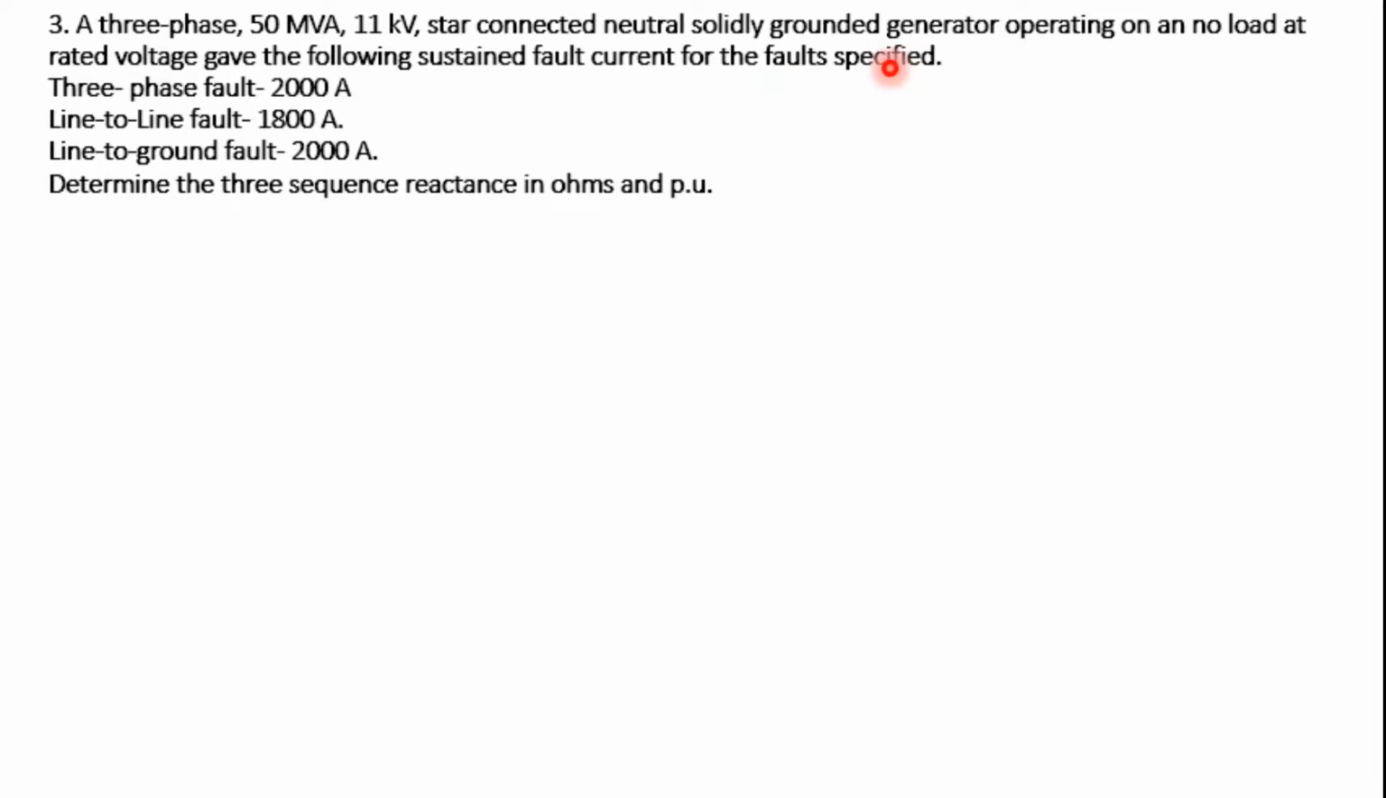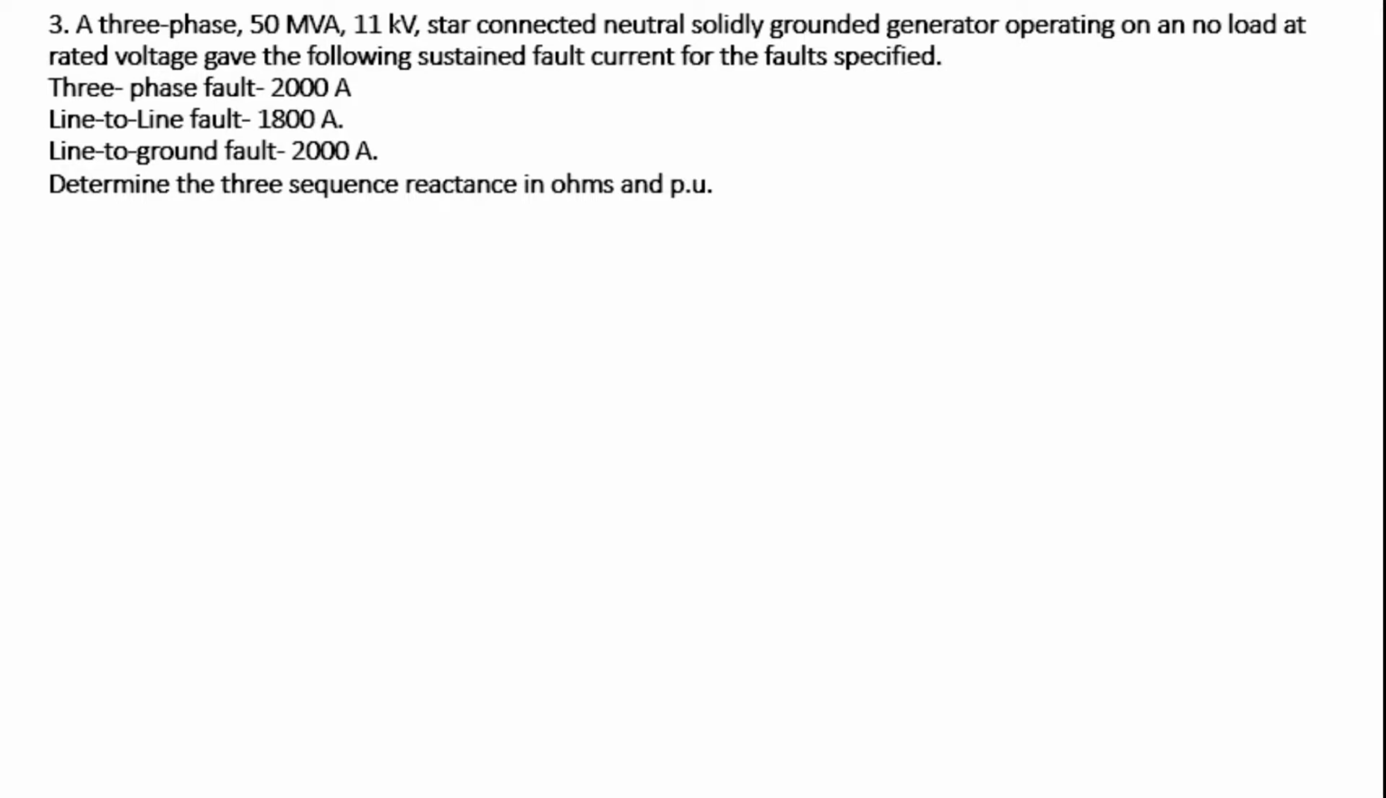Before solving this, we should note down these values. The three-phase fault value is 2000 amperes. Line to line fault is 1800 amperes. Line to ground fault is 2000 amperes. And we need to determine the three sequence reactances in ohm and per unit.